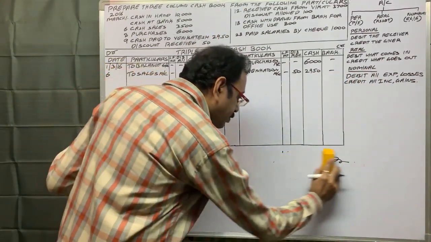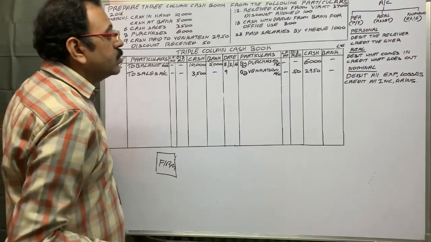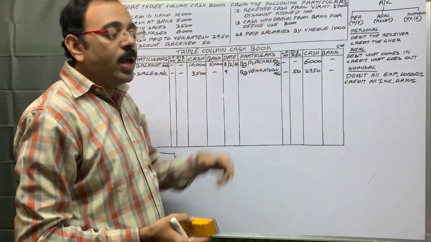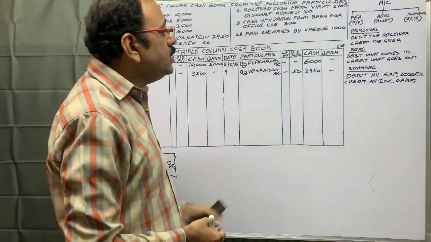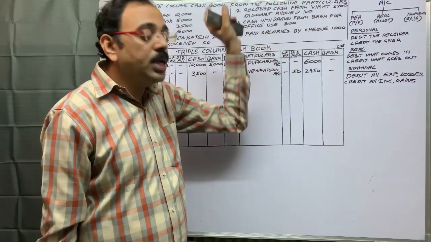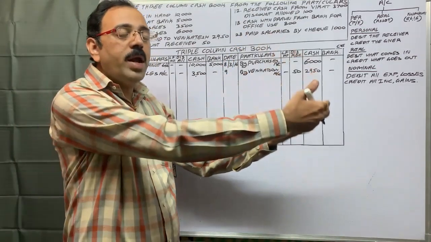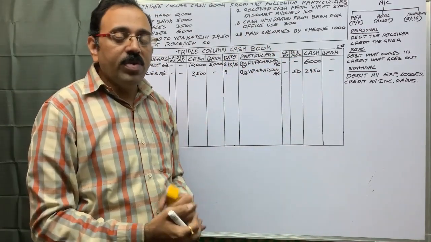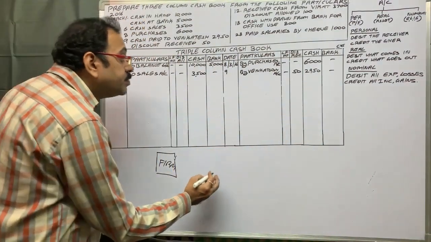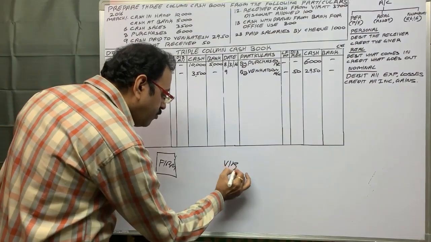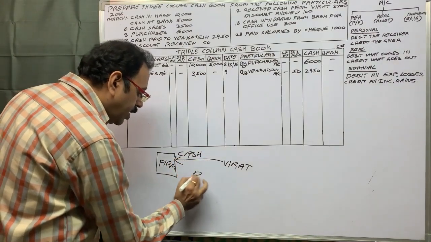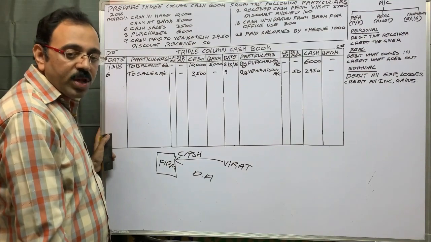Next, received cash from Virat and discount allowed. So the meaning is, from Virat how much money should we receive? 3,800 rupees. Since Virat paid that amount to us on time, the firm is giving some discount to Virat. Okay. Then from Virat cash is coming to us, and discount allowed is also given in the question.